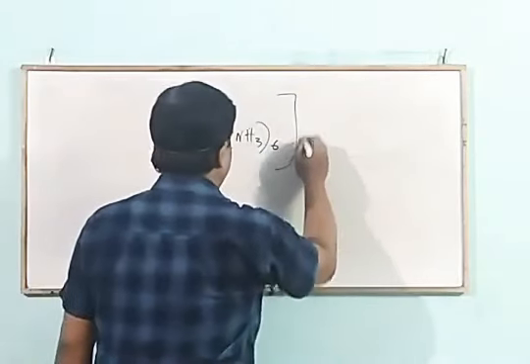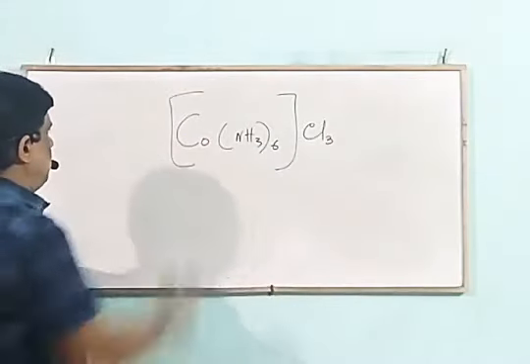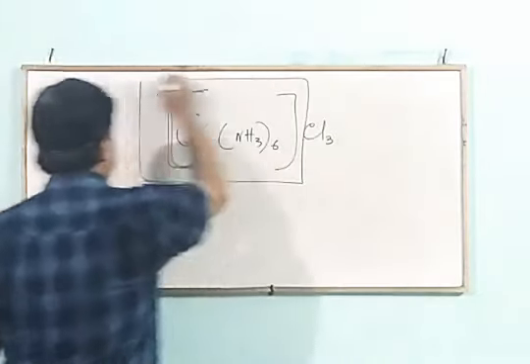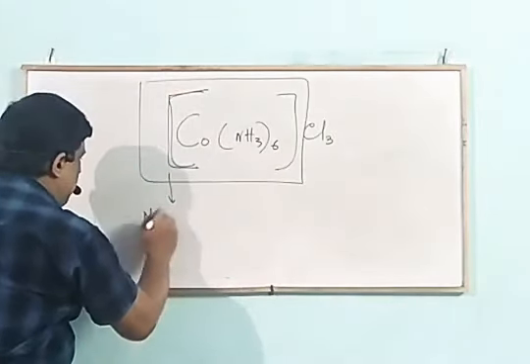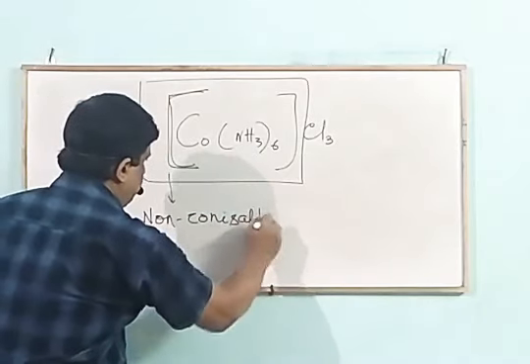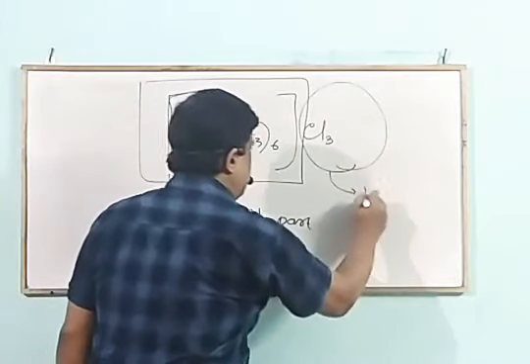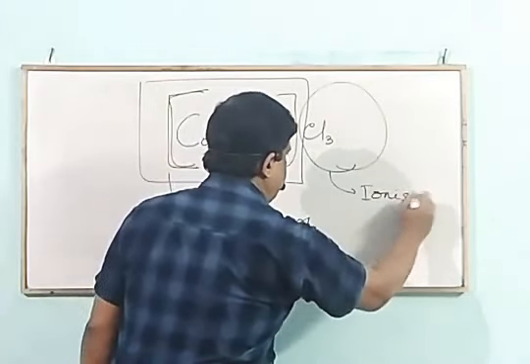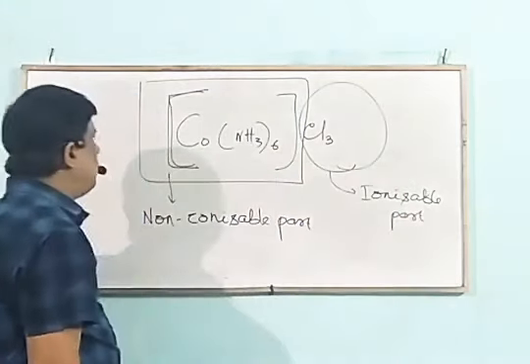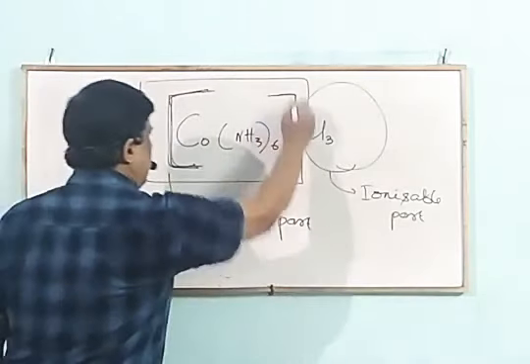This is one example of a complex, mark that. Here, this part is known as the non-ionizable part, while this part is known as the ionizable part. Mark that. In case of the non-ionizable part, a square bracket is there.